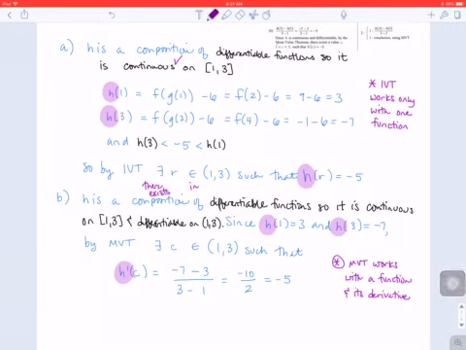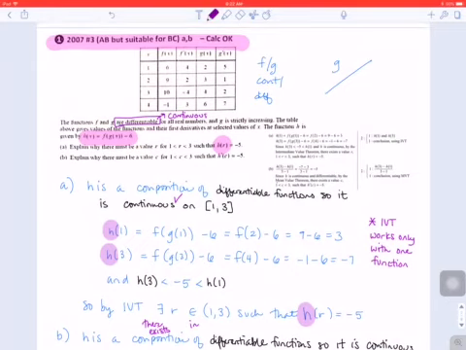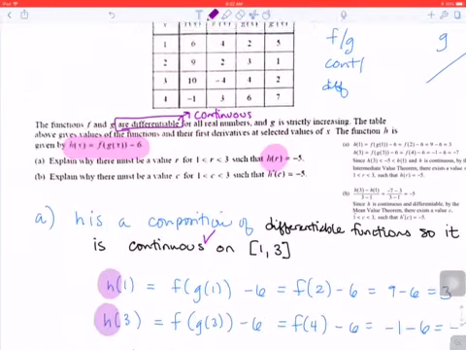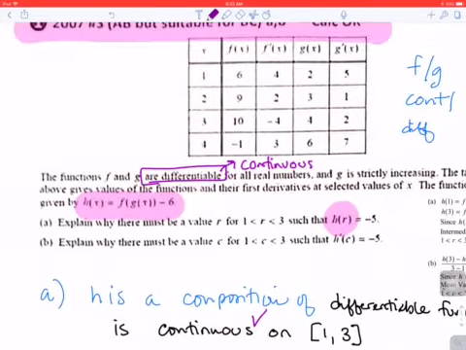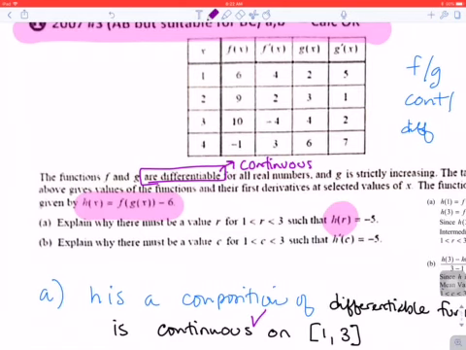Yes, Nina? So if MVT doesn't give the same answer, is it not a possible value? Great question. So we'll see something like this in a little bit, but if MVT didn't give me the actual value, would I be able to find the derivative of h and see if I could do an IVT situation? Like find h prime at 1 and find h prime at 3, and then see if -5 was in between those.